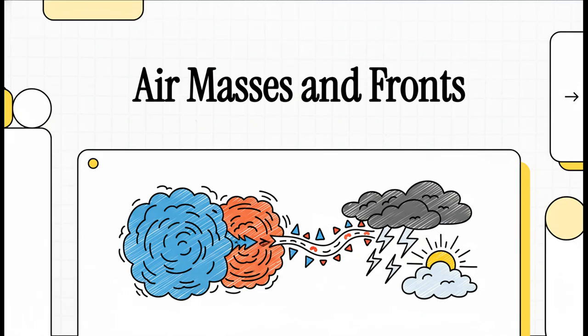Hey everyone, and welcome. Today, we're going to pull back the curtain on the invisible forces that cook up our weather. You know, those massive drivers in the sky that can take a perfectly calm, sunny day and flip it into a wild thunderstorm. So let's jump right in.